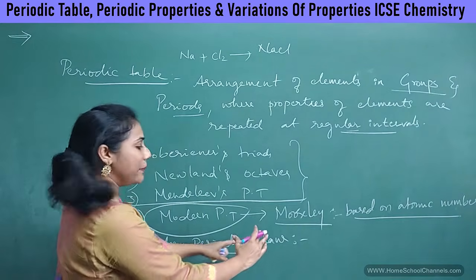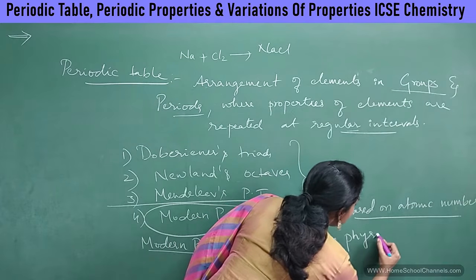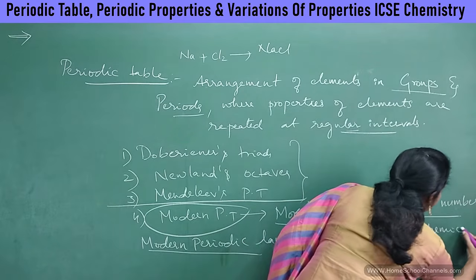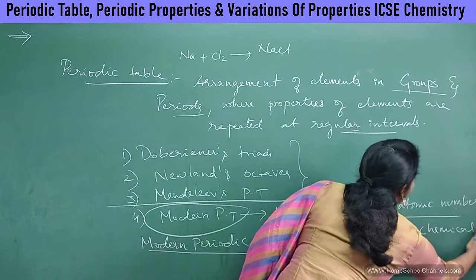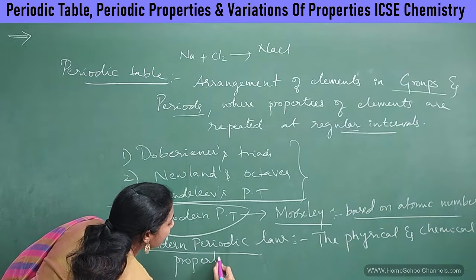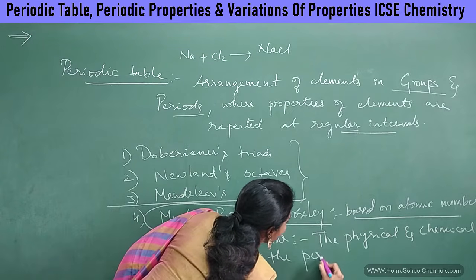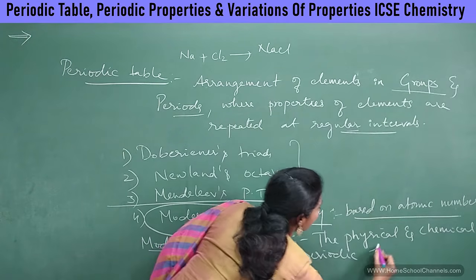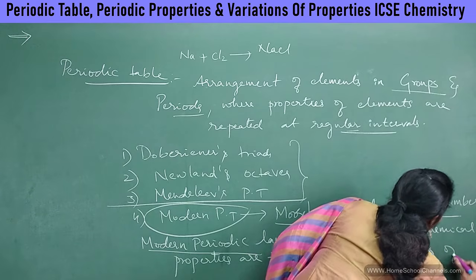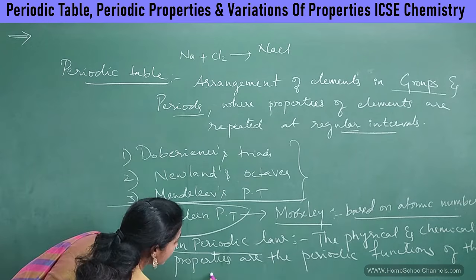Clear? So let me give you the definition here. The physical and chemical properties of elements are the periodic functions of their atomic number. Okay, so what do you understand by this sentence?